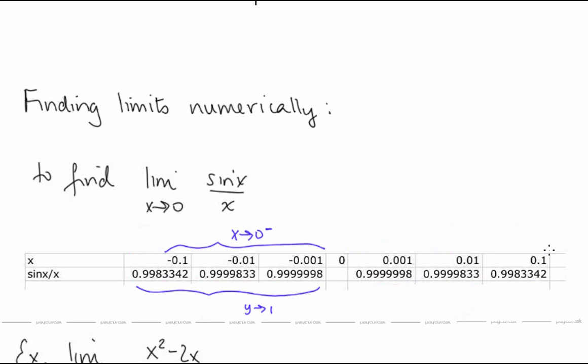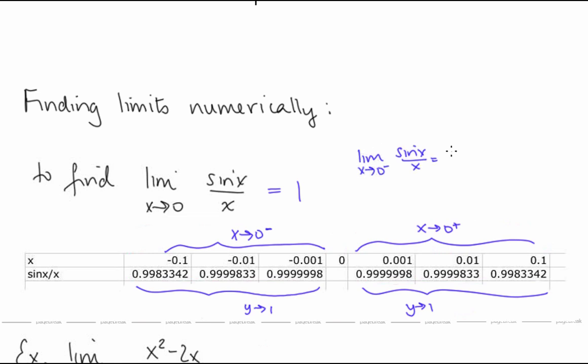Similarly, we're taking x values approaching 0 from the right, and their corresponding y values are also going towards 1 as x goes towards 0. So this limit is equal to 1. Again, because we have the left limit equal to the right limit, and they're both equal to 1.